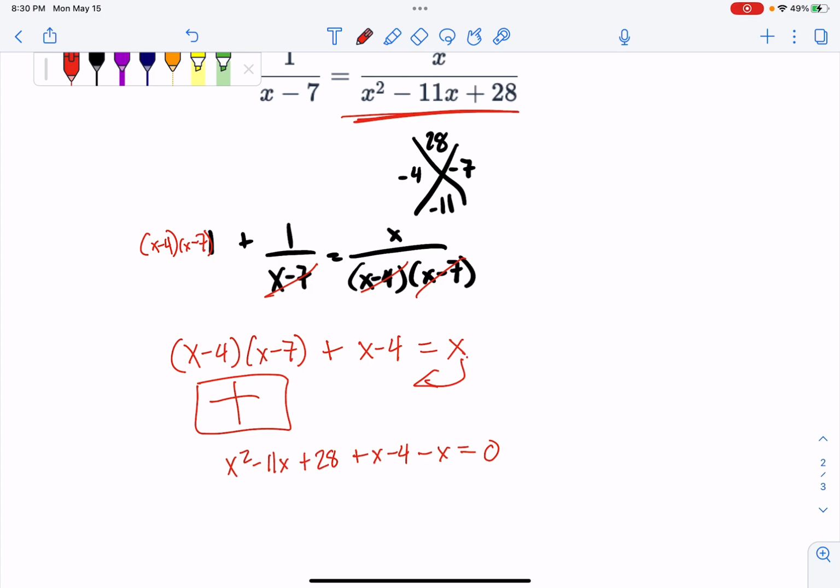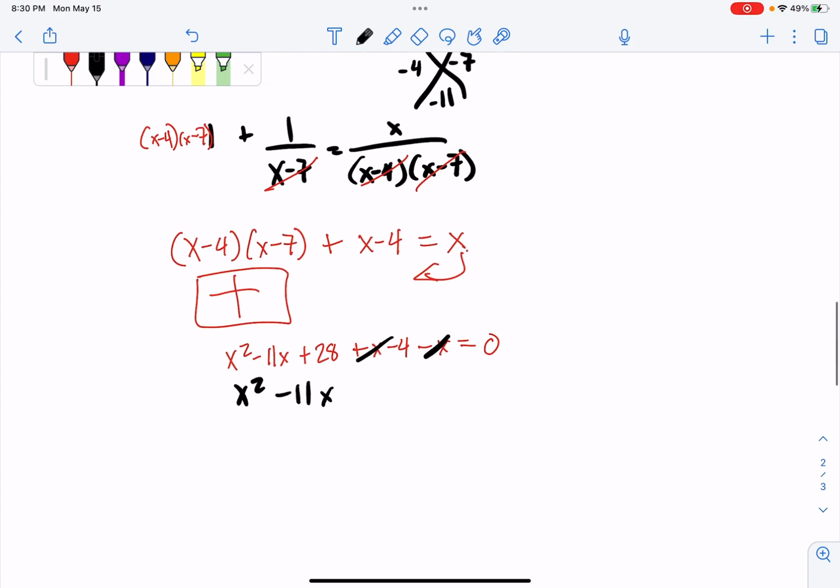Okay, so now we want to combine like terms. X squared is by itself. We have -11x plus x minus x. These x's are just canceling each other out, so it's minus 11x again. And then 28 minus 4 is 24. So now we're asking ourselves what multiplies to 24 and adds to -11.